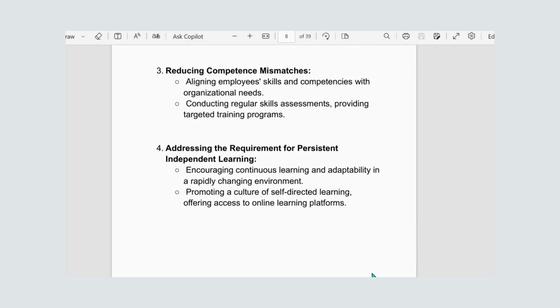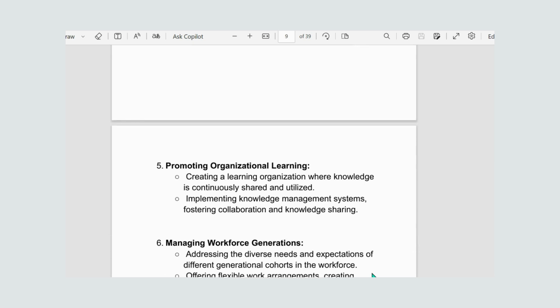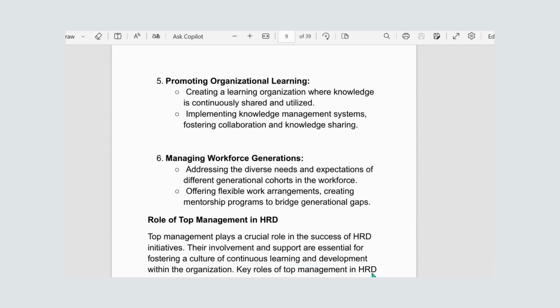It helps in addressing the requirement for persistent independent learning by encouraging employees to learn continuously, and this leads to a rapidly changing environment. It also promotes organizational learning, where knowledge is continuously shared and utilized. This can be implemented through a knowledge management system or knowledge sharing. Also, it helps in managing workforce generations, as it offers flexible work arrangements or creates mentorship programs to bridge generational gaps. So let's see what is the role of top management in HRD.